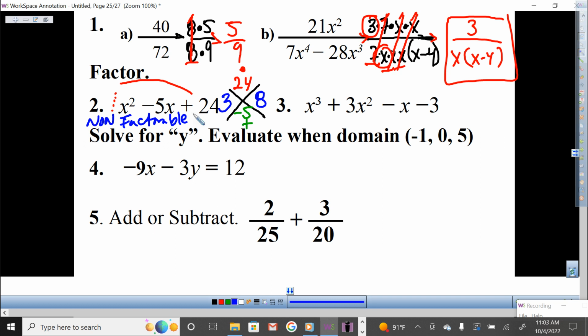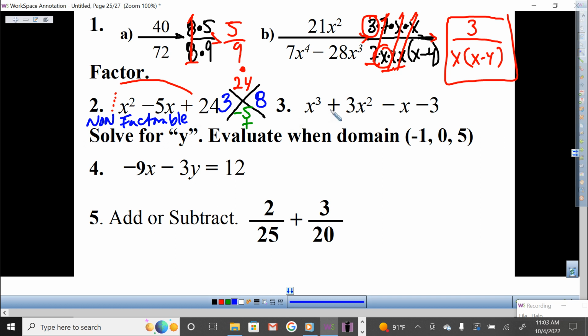On top, we have a positive 24, so we need two numbers that multiply to give us that. But on the bottom, we need to get a negative. That means either both have to be negative or one of them has to be negative. But if one of them is negative, that means the 24 has to be negative, and it's not. So that's why it's non-factorable.